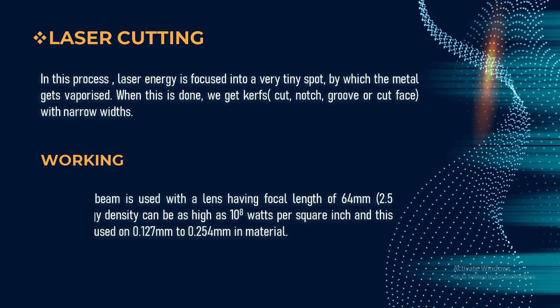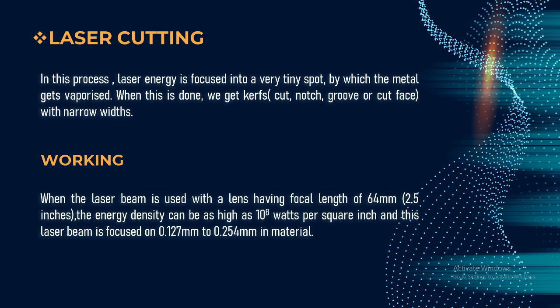Working of laser cutting. When the laser beam is used with a lens having focal length of 64 mm, that is 2.5 inches, the energy density can be as high as 10^8 watts per square inch. And this laser beam is focused on 0.127 mm to 0.254 mm in material, making the cut.